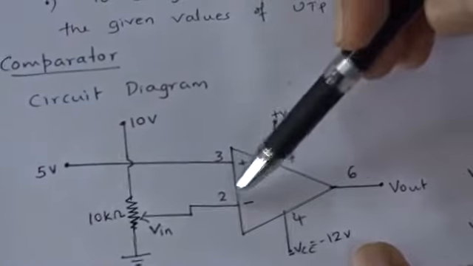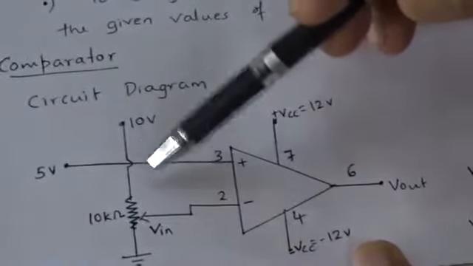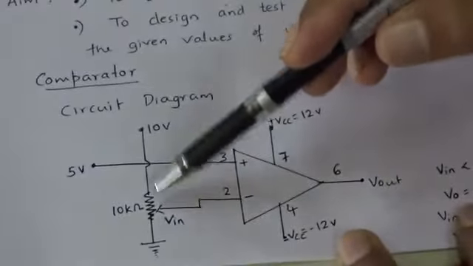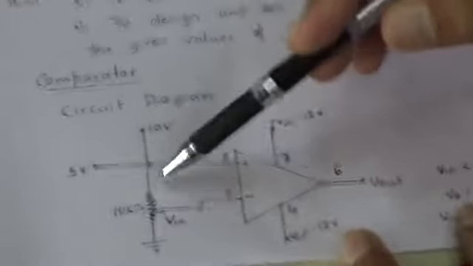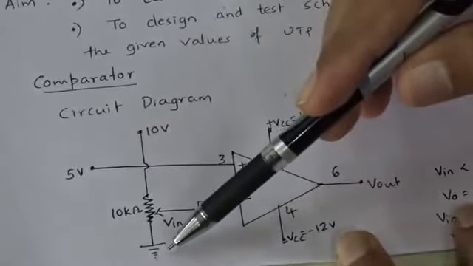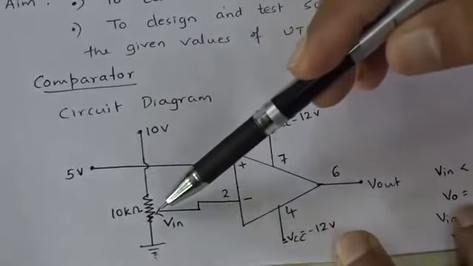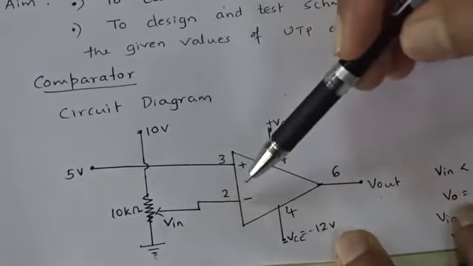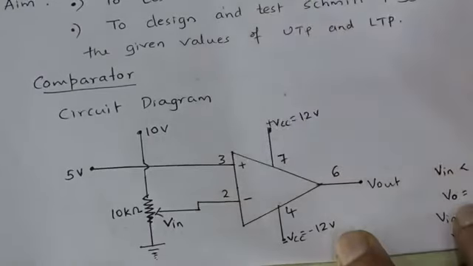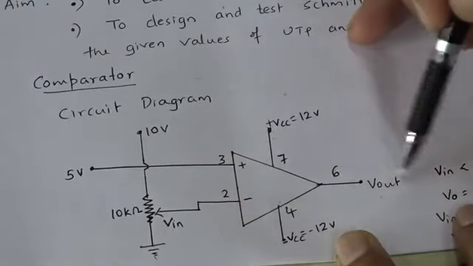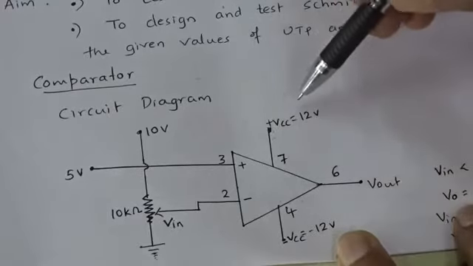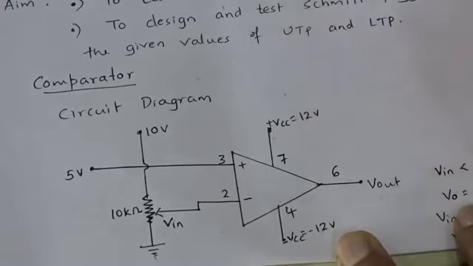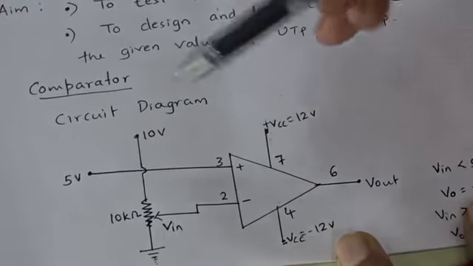For the inverting input, I connected a 10 kilo ohm potentiometer. One terminal of the pot is connected to 10 volt, the other terminal is connected to ground, and the third terminal is connected to the inverting input of the op-amp. Pin number 6 is the output, and pin number 7 and pin number 4 are connected to plus VCC and minus VCC.